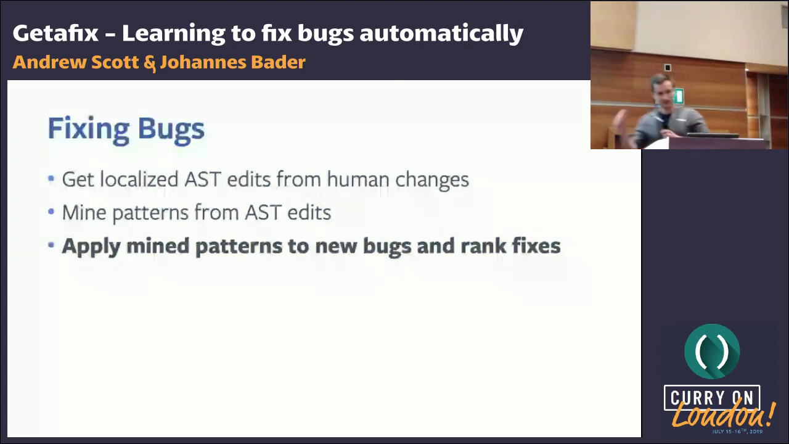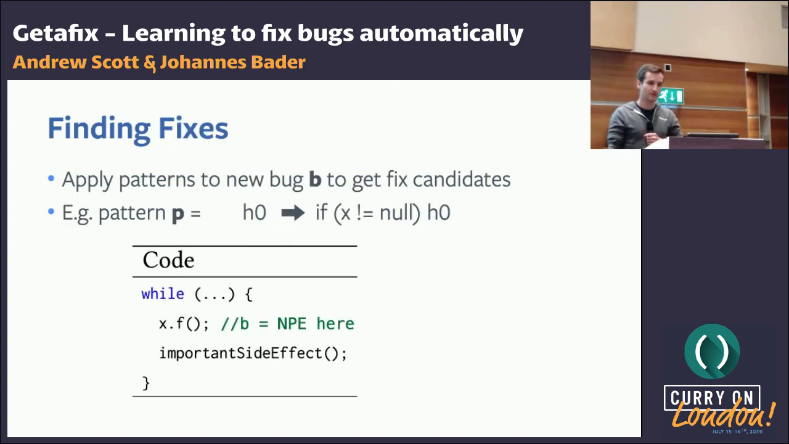Thanks, Andrew. Yeah, I'm Johannes, and you've seen now how Getafix learns patterns, and I'll dive into how it uses them to fix new, previously unseen instances of certain bug types. So whenever Getafix is asked to fix a new bug B, it applies all patterns it learned for that bug type and creates a potentially massive list of fix candidates.